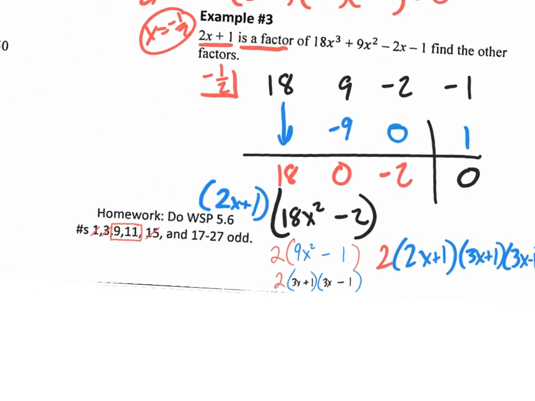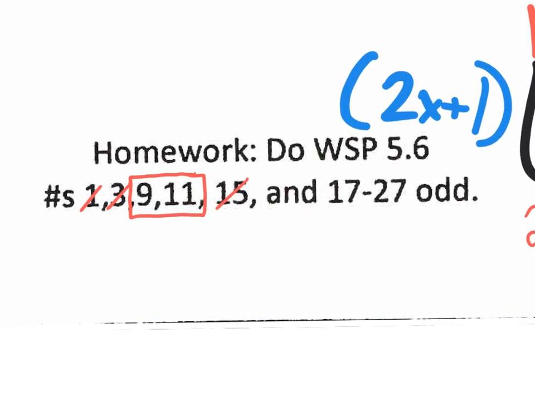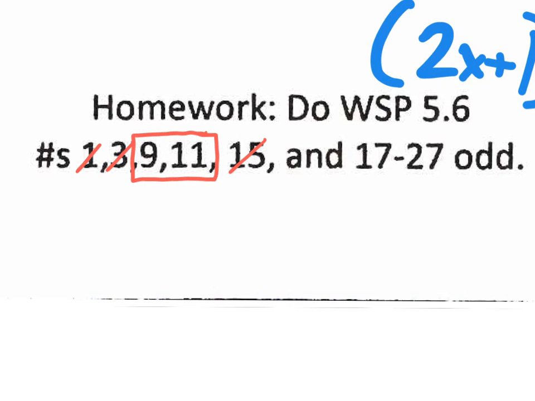Let's take a look at the homework. Ladies and gentlemen, the homework right here is not from the book. It's from worksheet WSP 5.6. So jot this down, please. Actually, you have it printed out. But cross out the 1, the 3, and the 15. All you're doing on the first part of the homework is numbers 9 and 11. And then you're going to 17 through 27 odd. Again, you're doing 9 and 11, and then 17 through 27 odd.